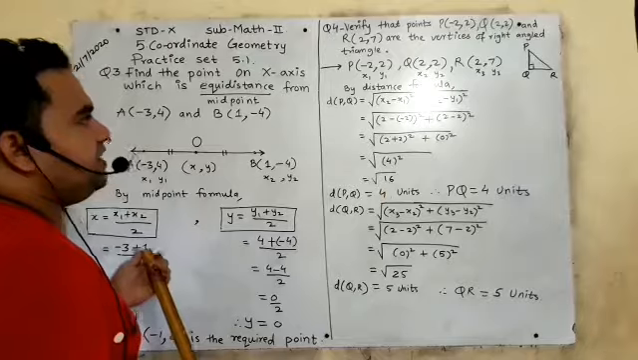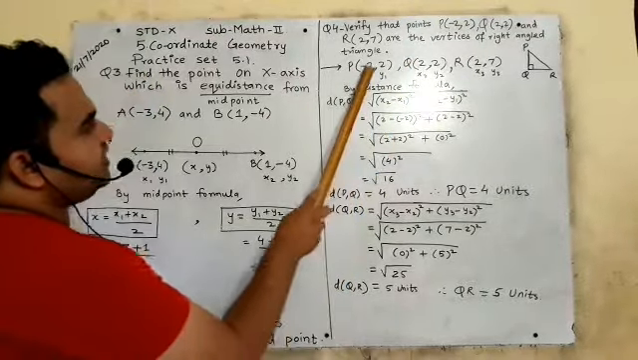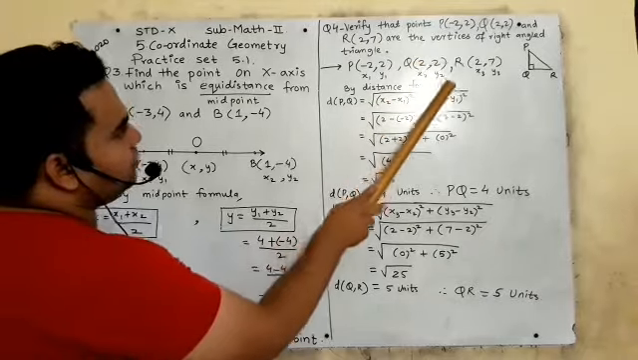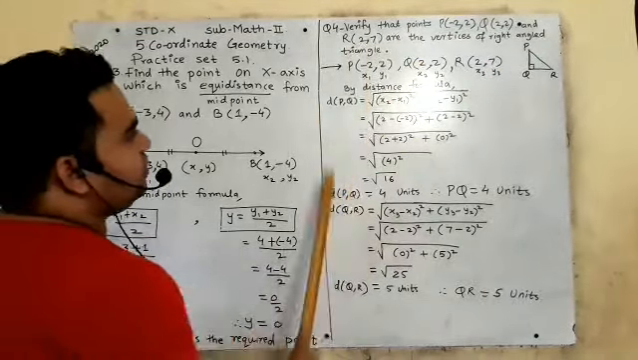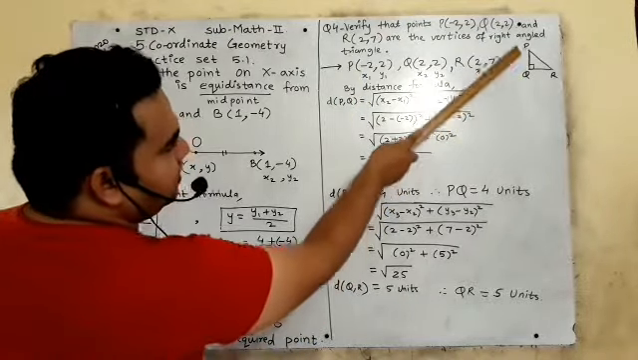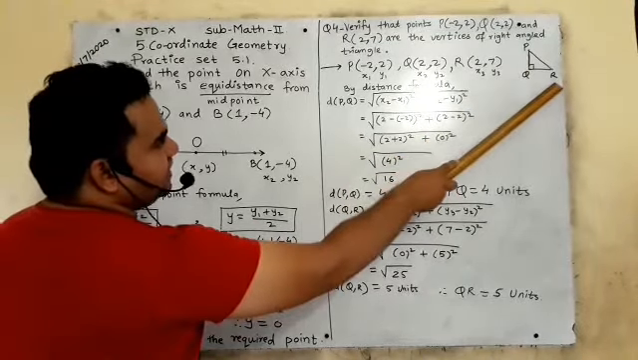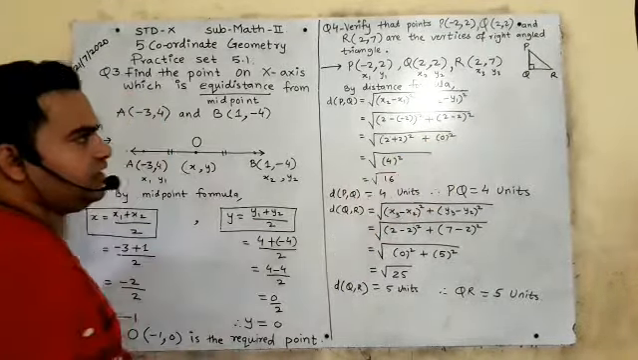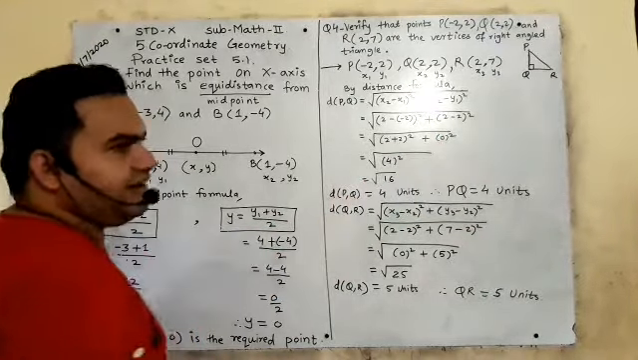So students, please pay attention. I have written the points P, Q, R. I have considered x1, y1, x2, y2, x3, y3. Simple. Then I will use the distance formula. So first I will go for PQ. PQ is the first side. Can you see here in this figure? PQ is the first side, QR is the second side, and PR is the hypotenuse. So we will do first this, then this, and then this, because this is the greater side.